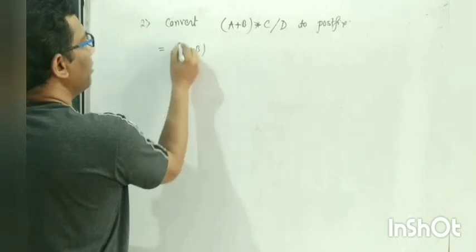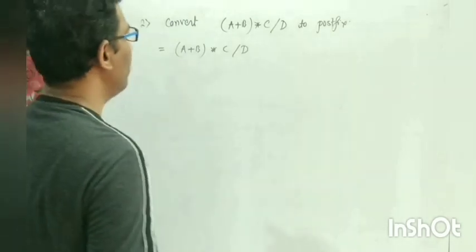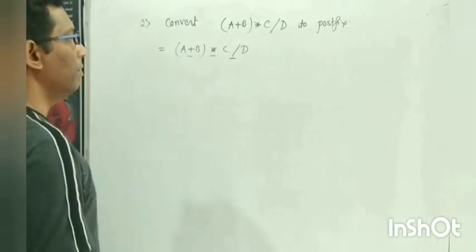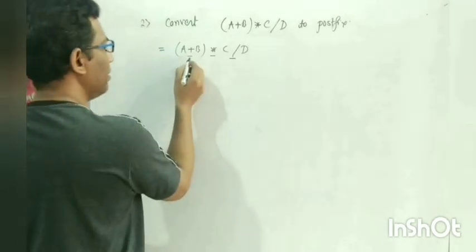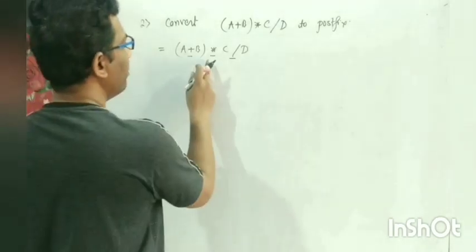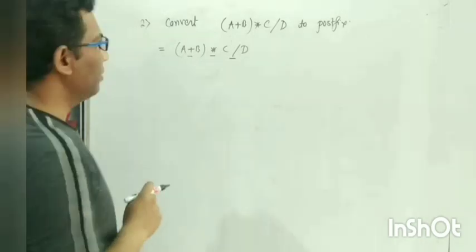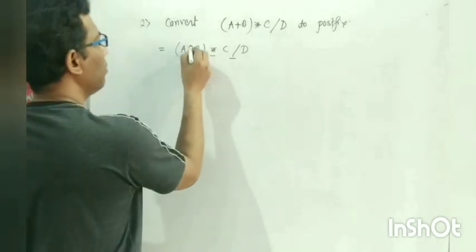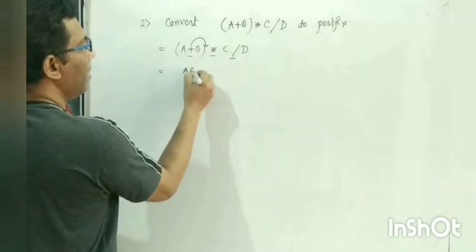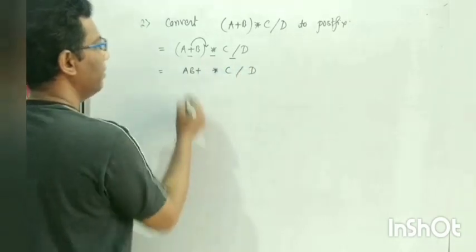There the expression is (a plus b) into c by d. In this example also we have three operators: plus, into and divide. But the plus is within the bracket, so it will be processed before division and multiplication. So first we have to process a plus b, and the operator plus will move after b. So it will become a b plus into c divide d.